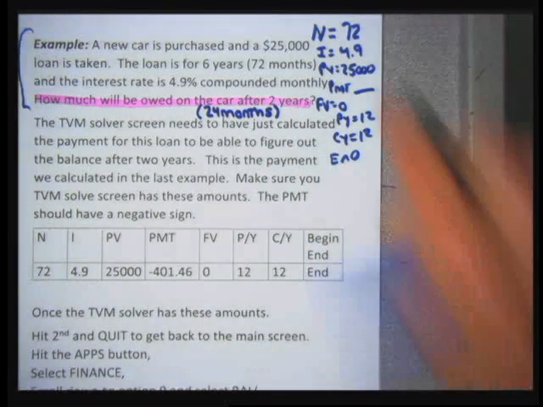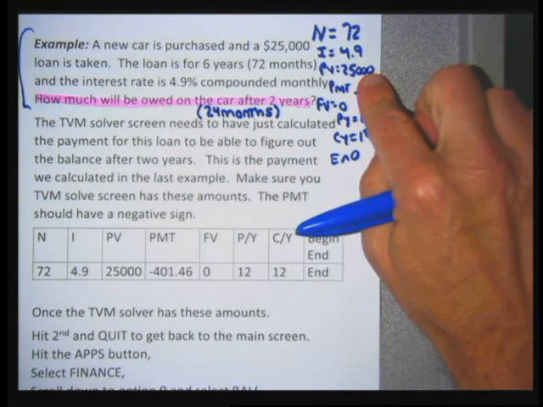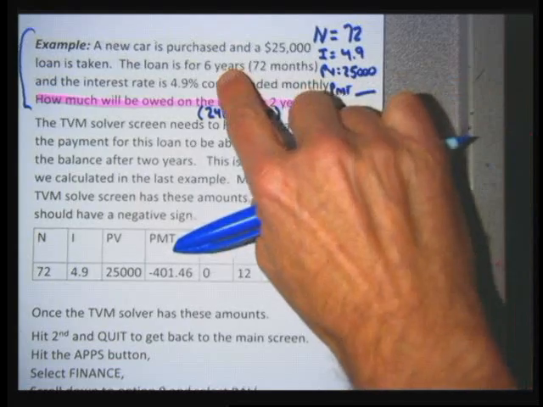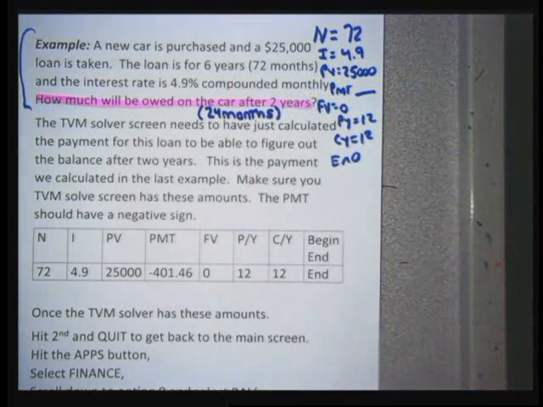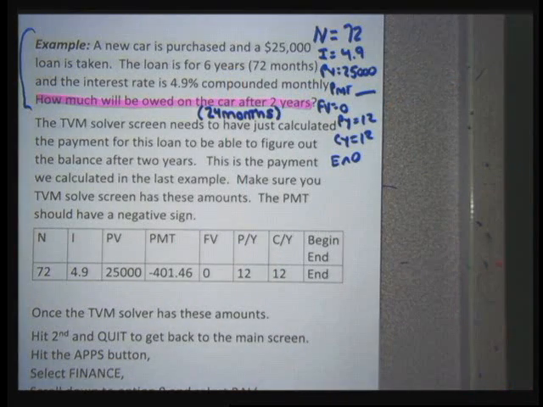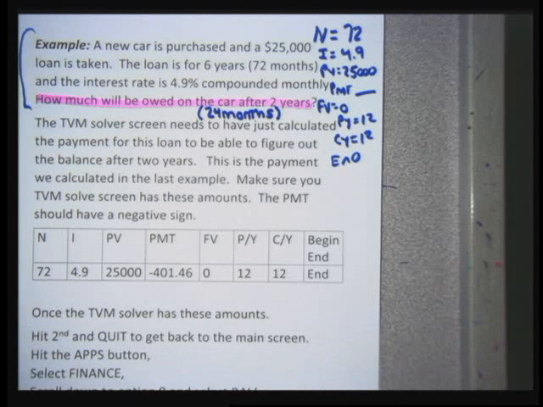So originally I owed $25,000. This is a 6-year loan. I'm going to owe more than half. So it's going to be more than $12,500 because it's not even half the loan term. So if I get an answer that's less than $12,500, I think I've messed up because I haven't even paid half the time.